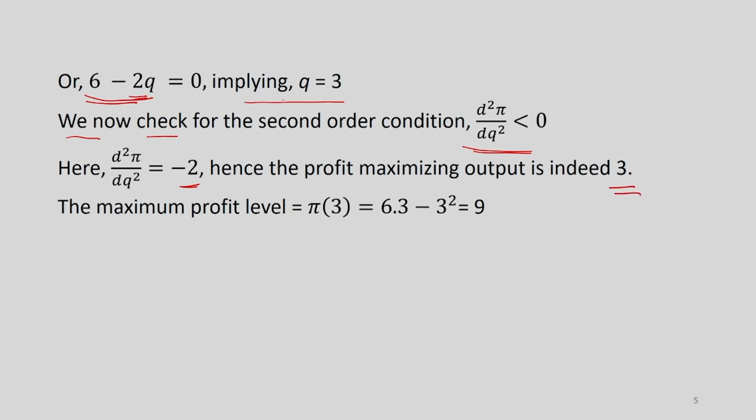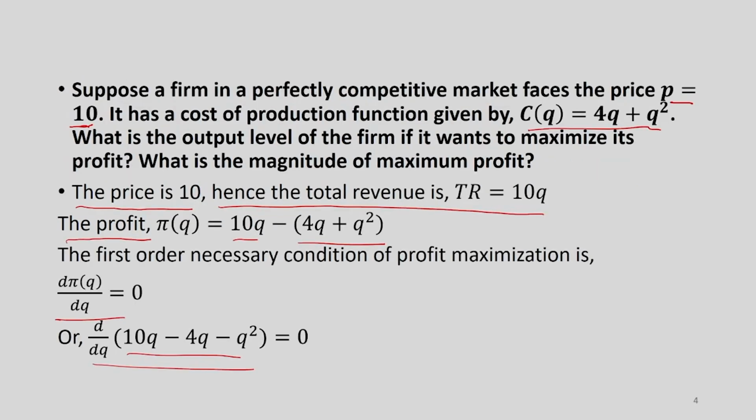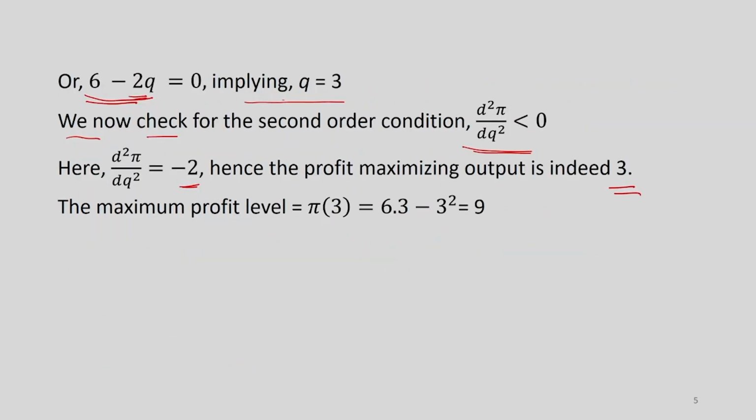And what is the maximum profit level? So that was the second part. For that, I have to plug in this q, that is the maximum point, in the profit function. What is the profit function? It is 6q minus q square. So I just have to put q is equal to 3 here. If I do that, I'll get the maximum profit to be 9. So that is the answer.